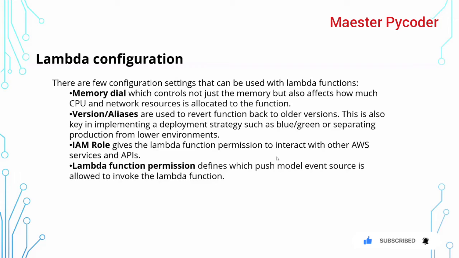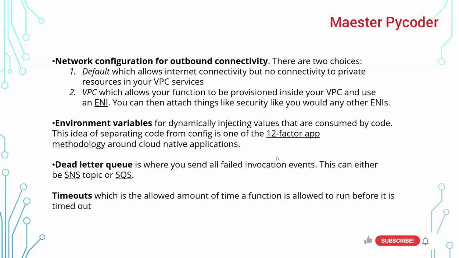IAM role gives the Lambda function permission to interact with other AWS services and APIs. Lambda function permission defines which push model event source is allowed to invoke the Lambda function. Network configuration for outbound connectivity. There are two choices. Default, which allows internet connectivity but no connectivity to private resources in your VPC services. VPC allows your function to be provisioned inside your VPC and use ENIs. You can then attach things like security groups like you would any other ENIs.